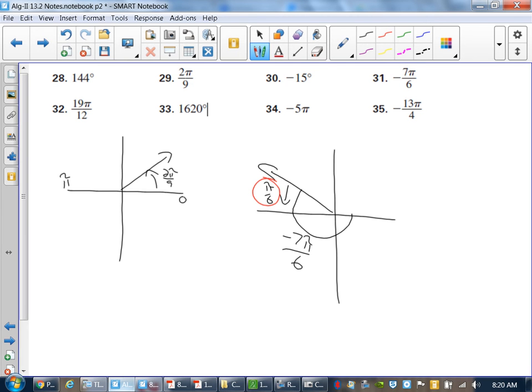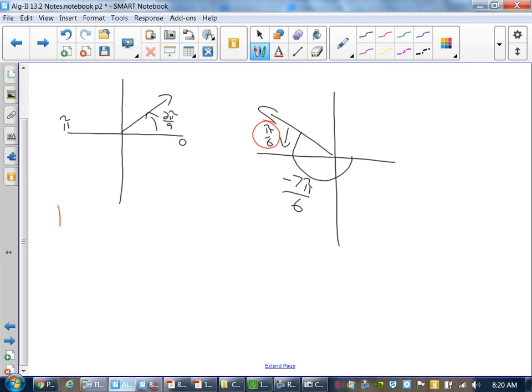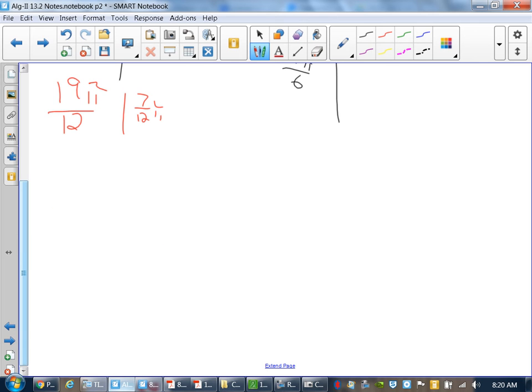19 pi over 12. If I'm going to go 19 pi over 12, well, 12 goes into 19 how many times? 1, and how many are left over? So this is 1 and 7/12 pi. Are you okay with that? Now, if I'm going to go 1 and 7/12 pi, we're going counterclockwise because it's positive. Here's 1 pi. Then I look at my fractional amount. Is 7 over 12 more than half or less than half? More than half, so that means it's going to come through here.